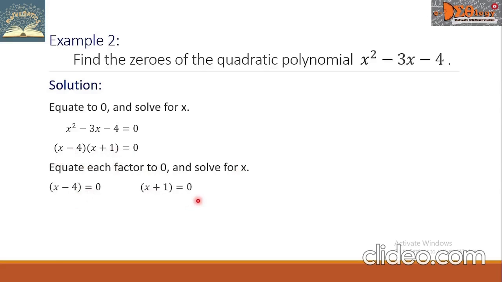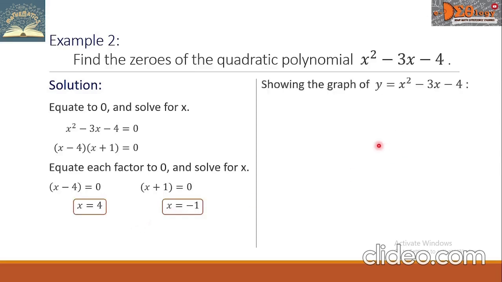Then we can solve for x. We transpose the negative 4 to the right. The first value of x equals 4. In the second equation, the positive 1 we transpose to the right. The second value of x equals negative 1. These are the zeros of the polynomial.